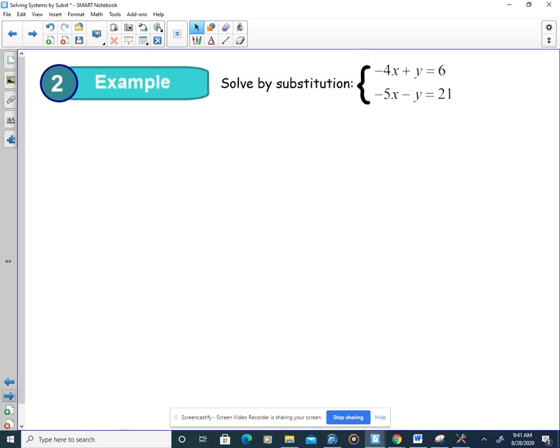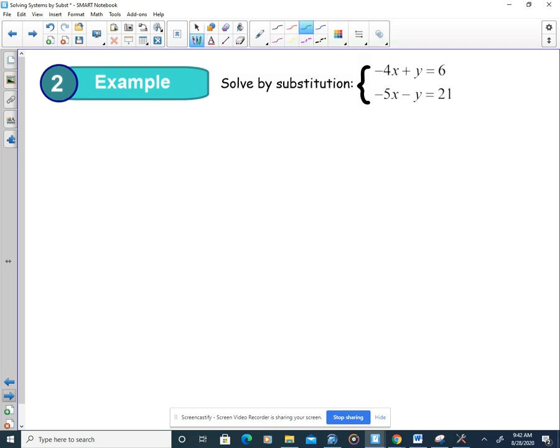Let's look at this example. There's our system of equations. Remember, your first step is to solve one of the equations for either x or y. So if you look, neither one of these equations is solved for x or y. But if you look at the first equation, it would be really easy to get the y by itself.